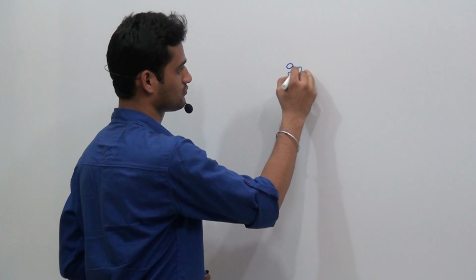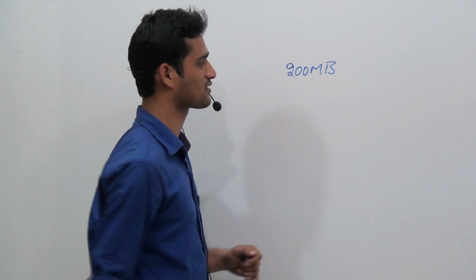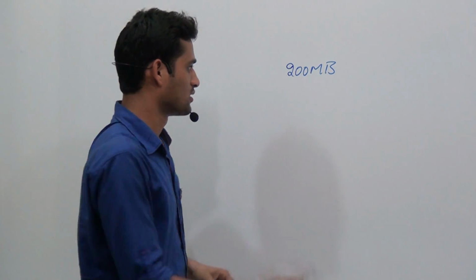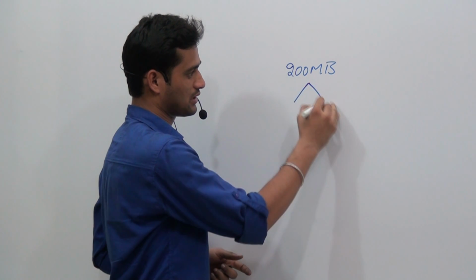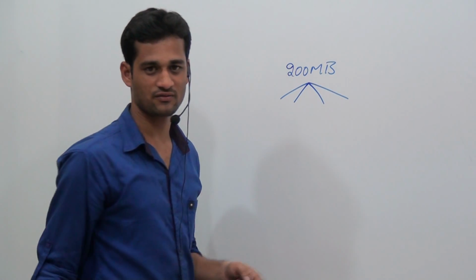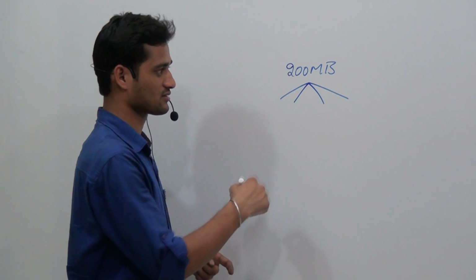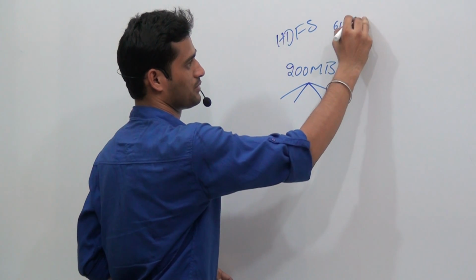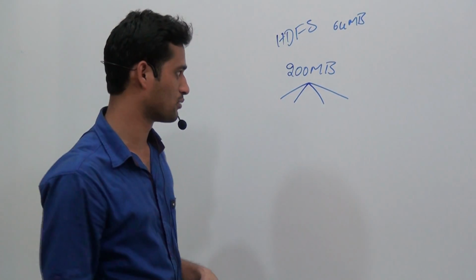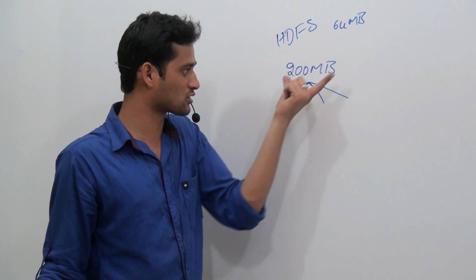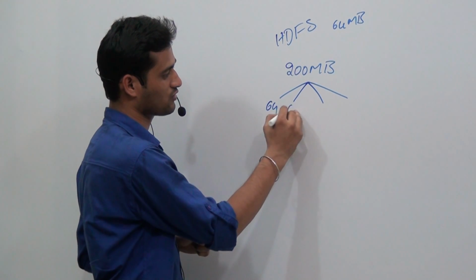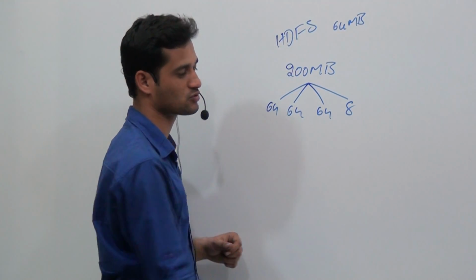If your input file size is 200 MB, what happens? Definitely it is going to give a number of 64 MB blocks. Why, sir? Your HDFS block size is by default 64 MB. So how many blocks are you going to get for this 200 MB file? Obviously you are going to get 4 input splits. One is 64 MB, 64 MB, 64 MB, and the last one is 8 MB.